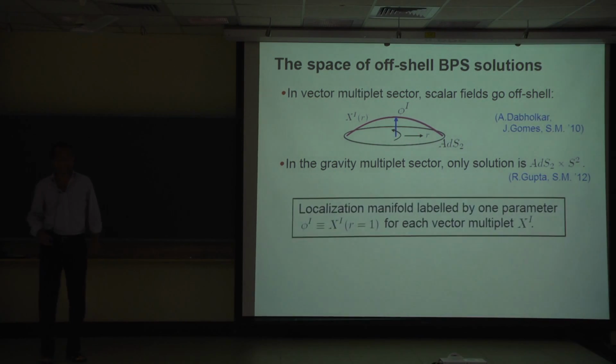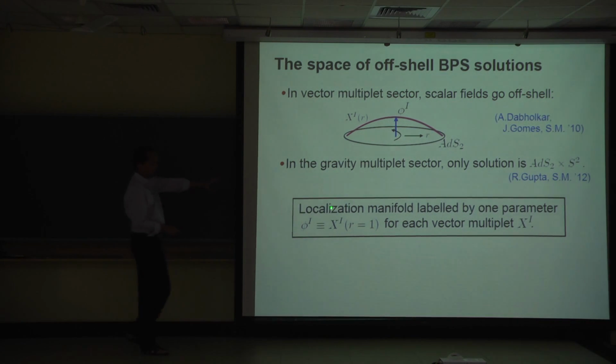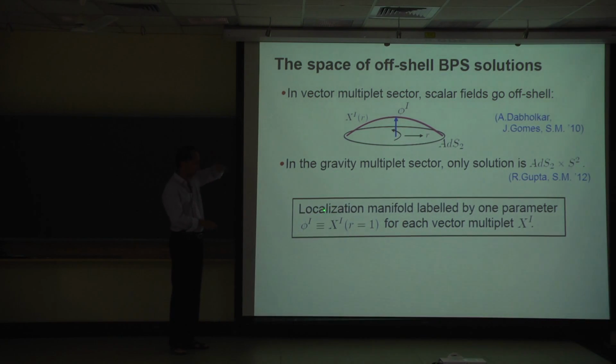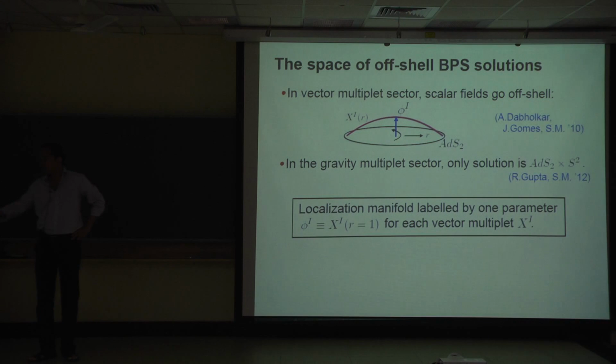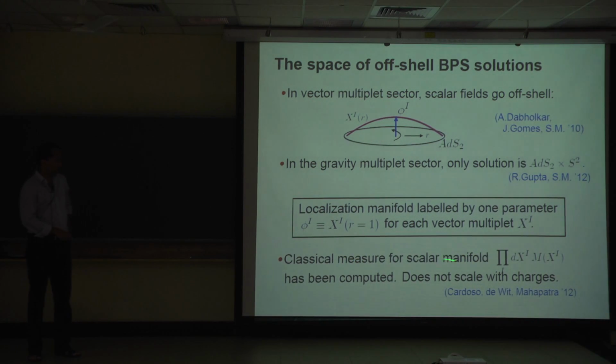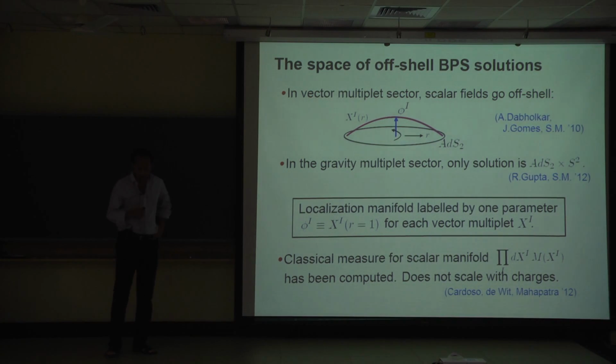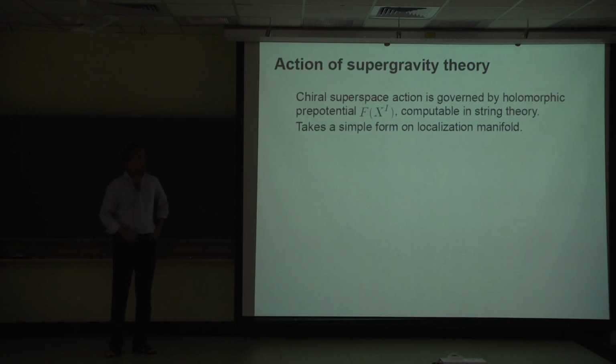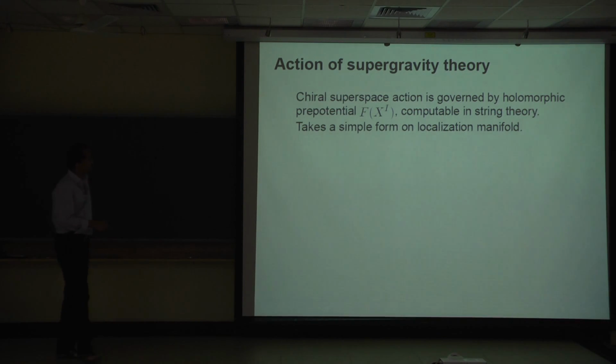Okay? So the bottom line is that this localization manifold onto which the integral collapses is labeled by one parameter for each vector multiplet, xi. The classical measure for the scalar manifold has been computed by Bernard, Swapna and Cardoso, and this does not scale with respect to the charges when I make the charges very large. Okay, so that's the formalism. That was the off-shell solutions, and now the action.